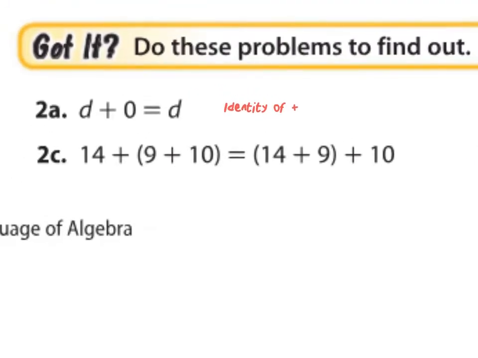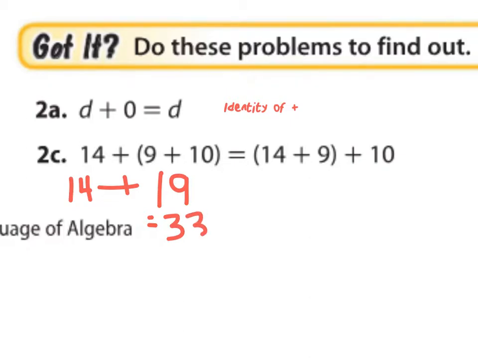2c. 14 plus parentheses 9 plus 10. Now, it's the same thing as parentheses 14 plus 9 plus 10. So here I'm going to do the parentheses first, where I get 9 plus 10 is 19, plus 14 is 33. Or I could do 14 plus 9, and let me write that down for you. 23 we said here, right? 23 plus 10 is 33.